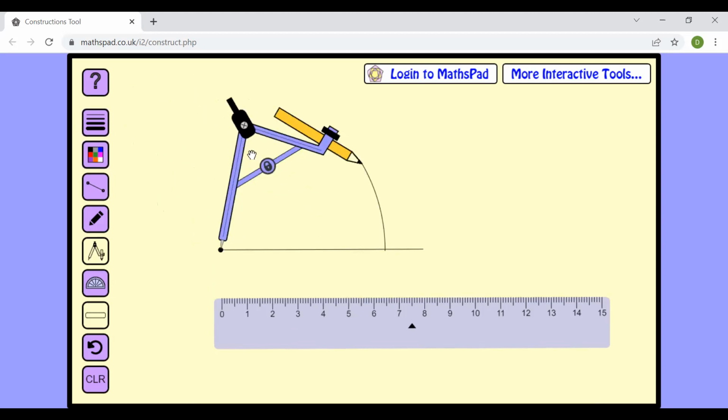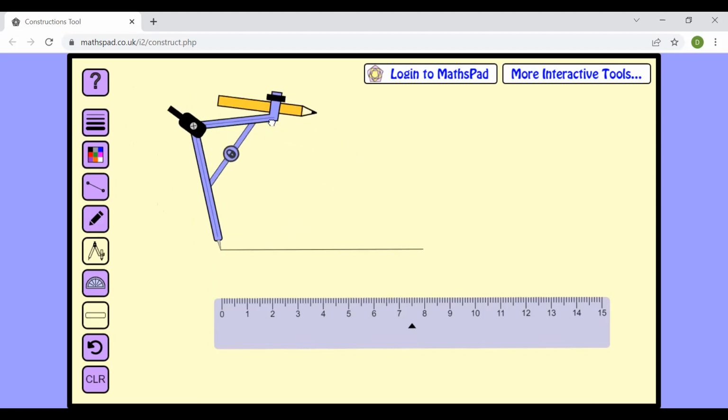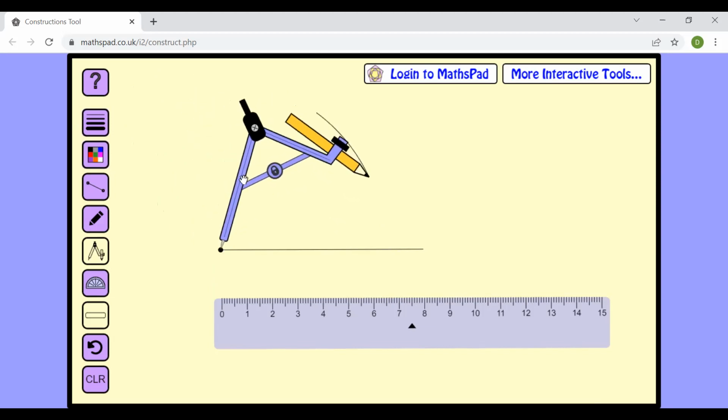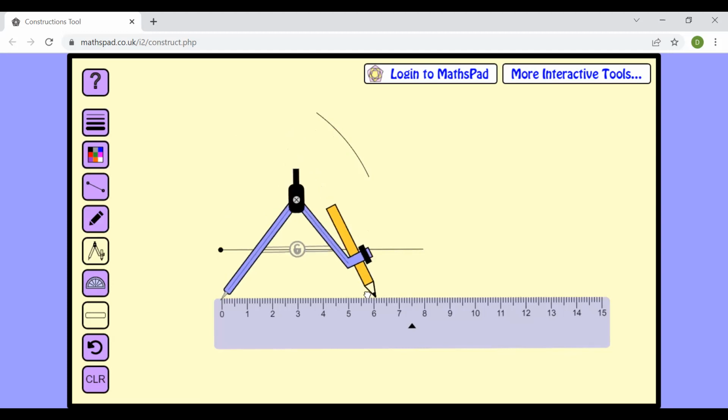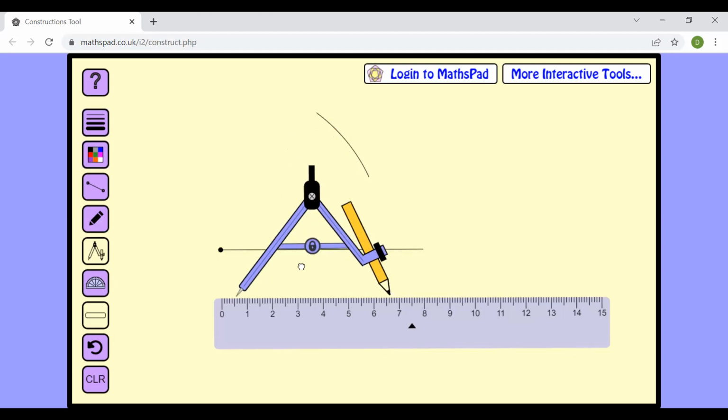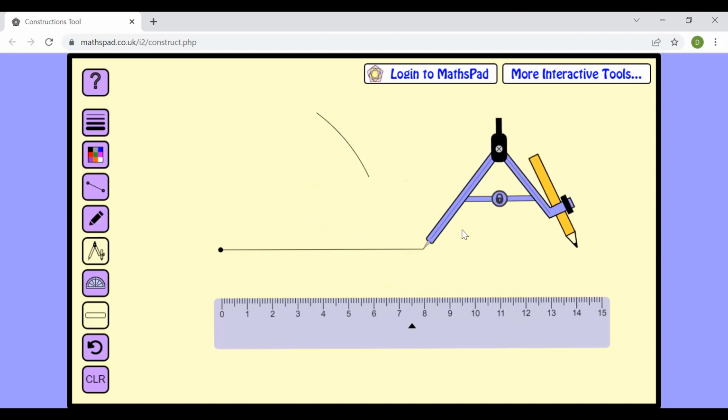First, draw the line AC of 8 centimeter. After that, the compass is open. Measure 6.5 centimeter. Open the compass. Now draw the arc at 6.5 centimeter from this point and 6 centimeter from this point C. Now I am drawing an arc of 6 centimeter from this point.